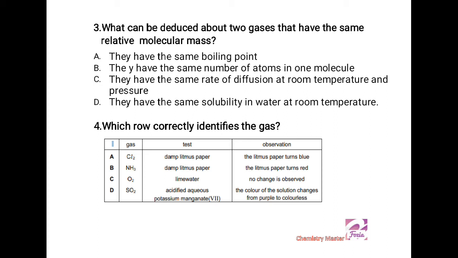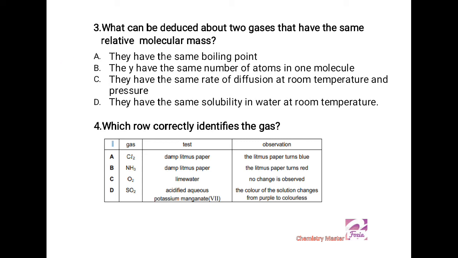For MCQ number 3, which states, what can be deduced about 2 gases that have the same relative molecular mass or molar mass? Option A, they have the same boiling point. We cannot predict anything because every compound has its own unique, fixed melting and boiling points. They can be their characteristic.